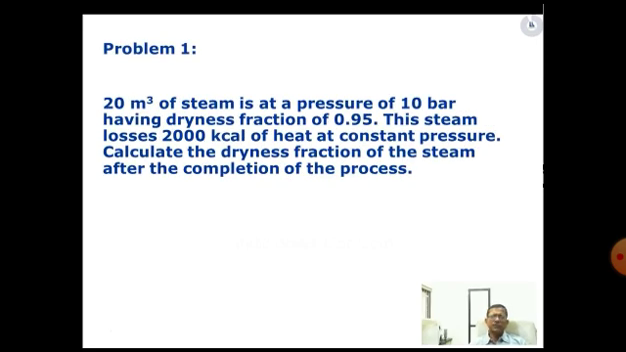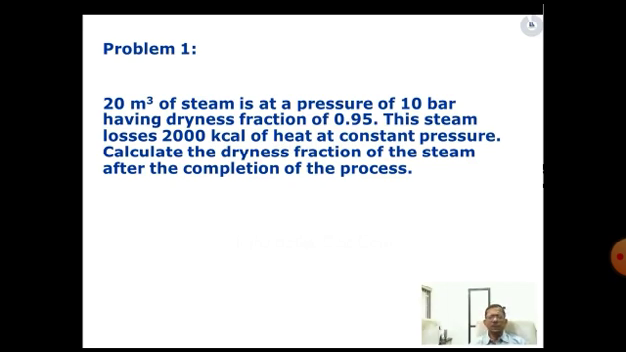When you see a problem, first read it carefully and try to find out which are the points to be noted, particularly in this problem. Now, 20 meter cube of steam is at a pressure of 10 bar, having dryness fraction of 0.95. So you know it's a wet steam, the pressure is known and the dryness fraction is known. Now this steam loses 2000 kilocalorie of heat at constant pressure. Calculate the dryness fraction of the steam after the completion of this process.